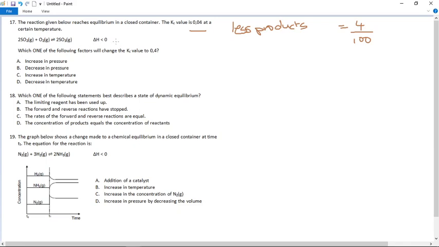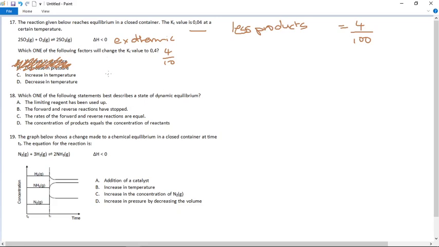If delta H is less than 0, this is exothermic, the forward reaction. Which one of the following factors will change the Kc value? We want to increase the Kc value, because this is 4 over 10, which is bigger than 4 over 100. So we need to do something to change Kc. The only thing that changes Kc is temperature, so ignore those other two answers because it's got nothing to do with Kc.